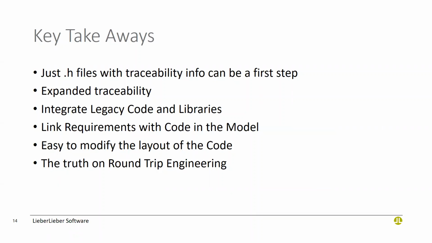You can link requirements with code in the model. In most cases, requirements might be imported from ALM systems. In other cases, they might be edited in Enterprise Architect directly. We didn't have a lot of time to show how easy it is to modify the layout of the code. If you have questions, feel free to reach out to us and we will schedule something, especially on this topic. And I hope I told you the truth on round-trip engineering.